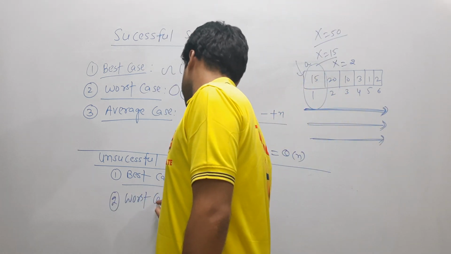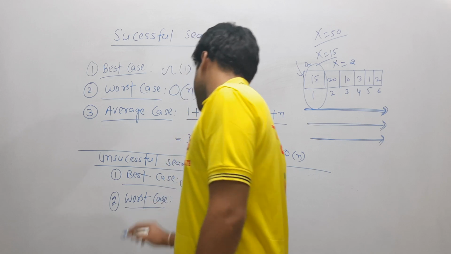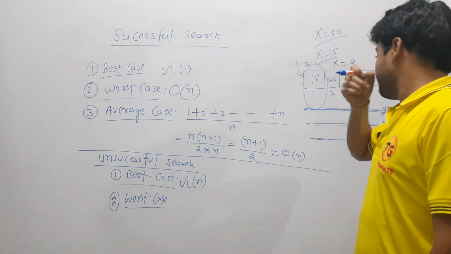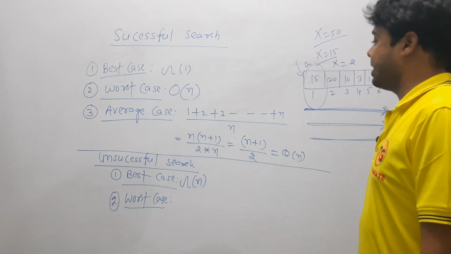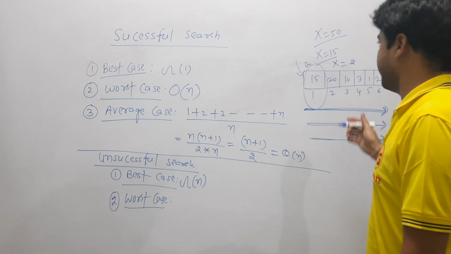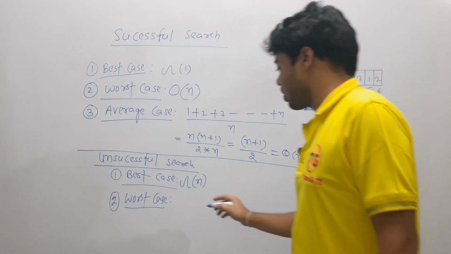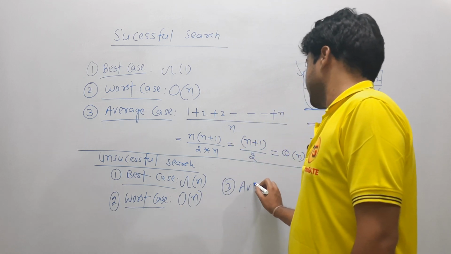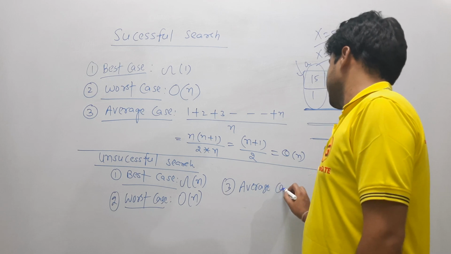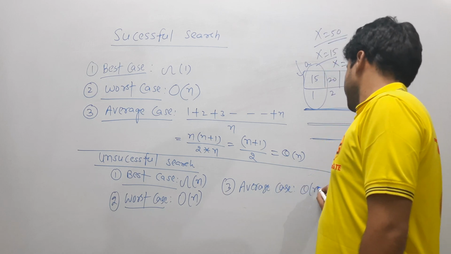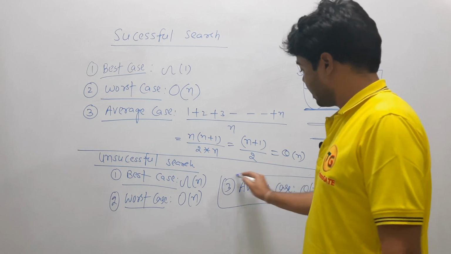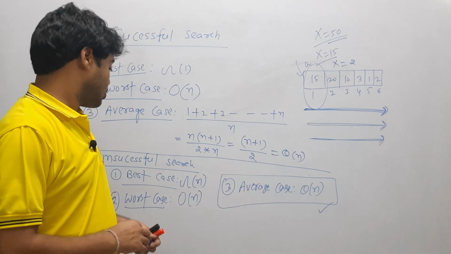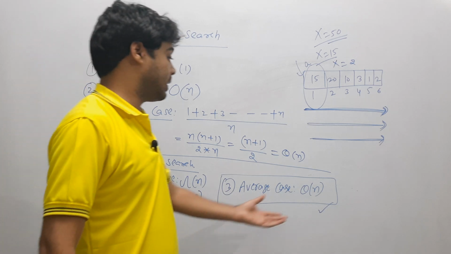Second is the worst case. Here we have to search the total array, no element 50 here, again order of n, total elements. And the average case, again theta of n here. So omega of n, big O of n, and theta of n.